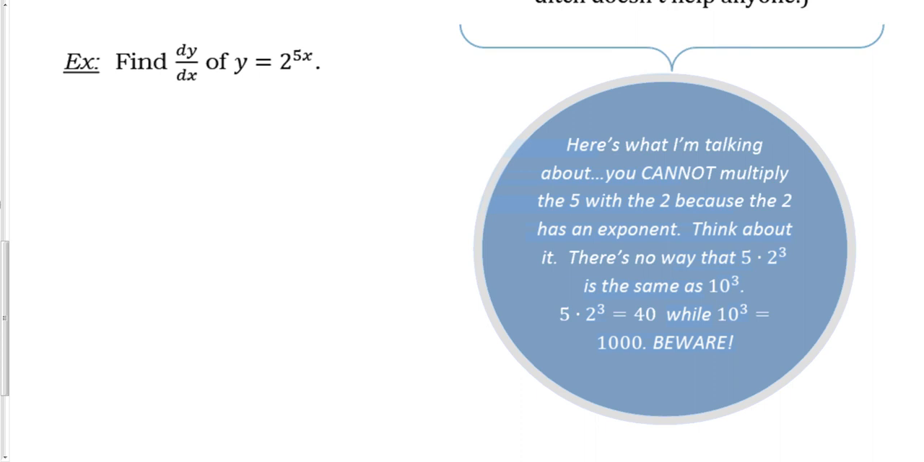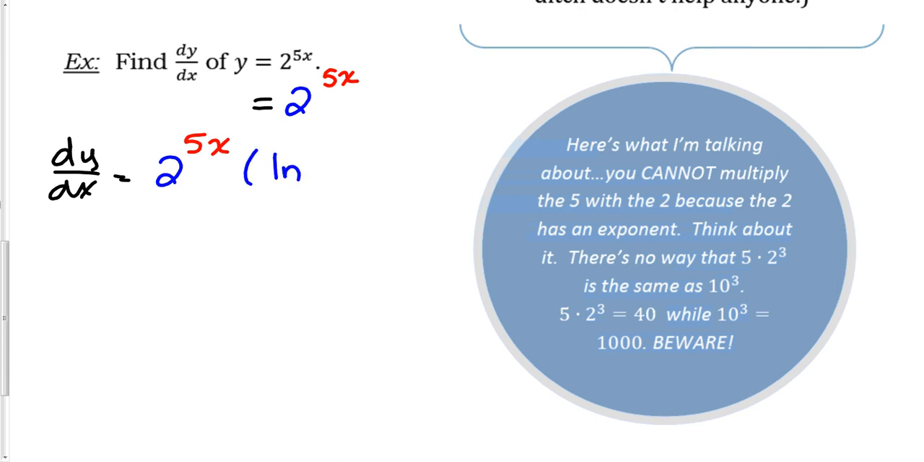And here we are at the next example. The first thing I'm going to do is write it in my colors. I have 2 raised to the 5x. So to find my derivative again, dy/dx is going to be 2 raised to the 5x. And then to finish off that part of the derivative, the outside, I'll multiply by the natural log of 2.